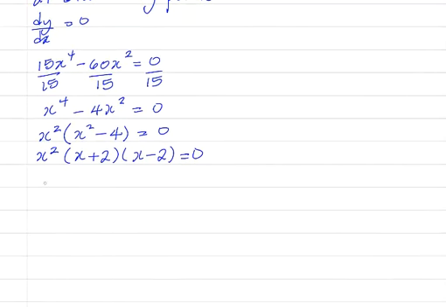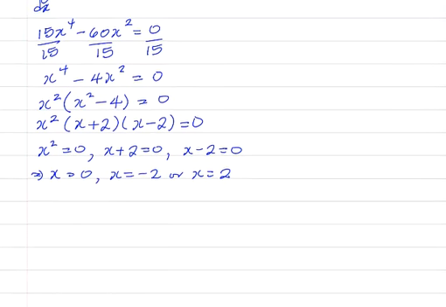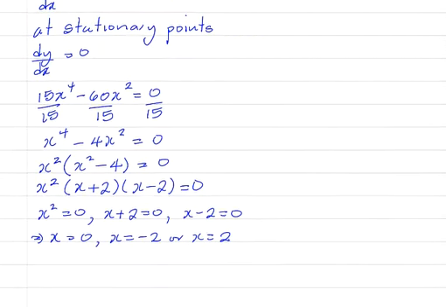So now we have x squared is equal to 0, x plus 2 is equal to 0, and x minus 2 is equal to 0. Therefore, x is equal to 0, or x is equal to minus 2, or x is equal to 2. So these are the values of x at the stationary points. We need to classify what type of stationary points these would be. To do that, I'm going to use the second derivative test.